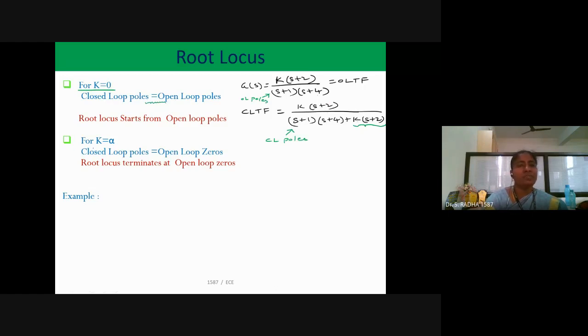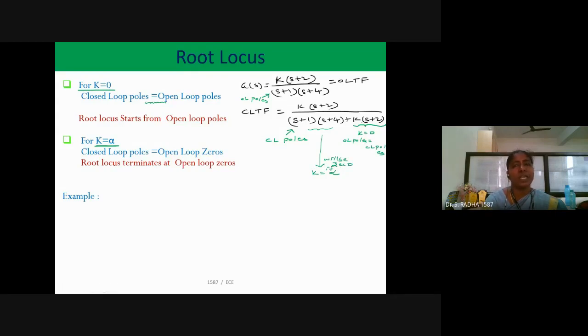Similarly, when we put K equal to infinite, closed loop poles and open loop zeros will be equal. So when you put K equal to 0, open loop poles equal closed loop poles. When you put K equal to infinite, what happens? The first term will become 0.